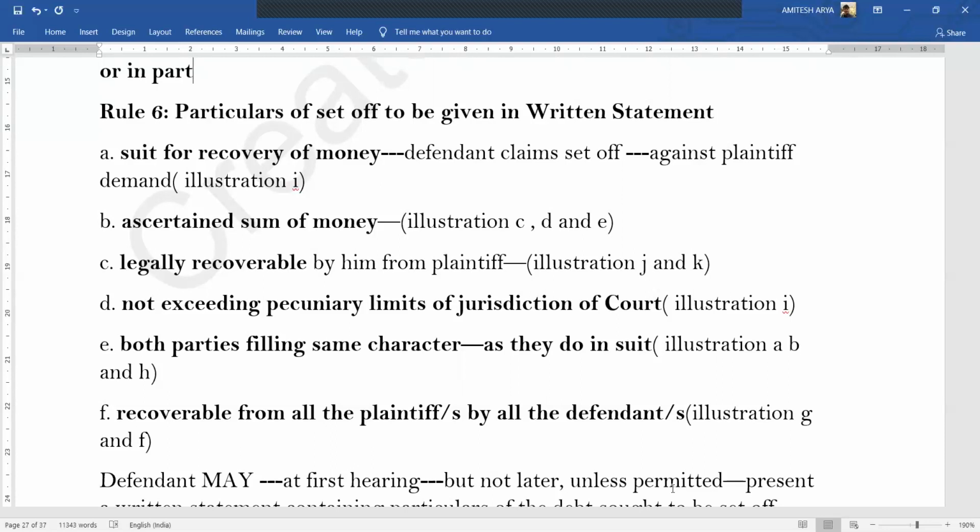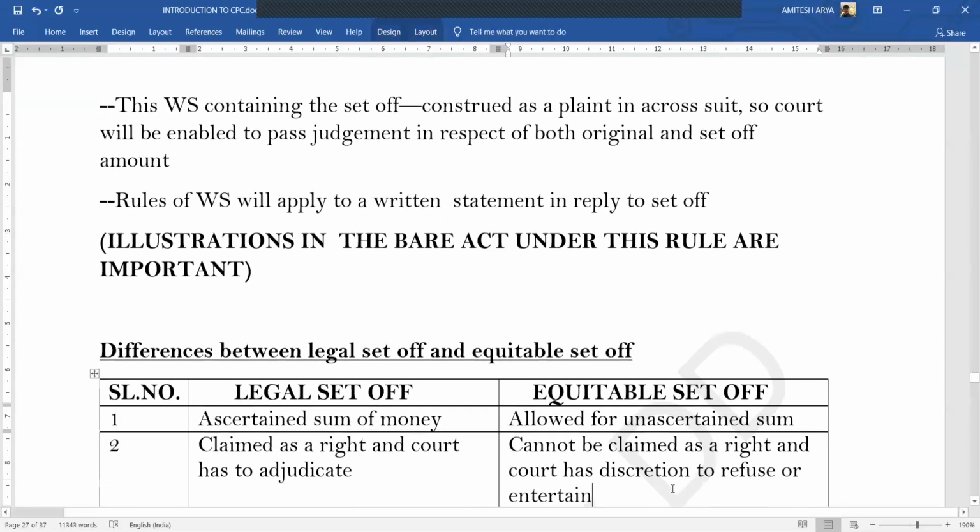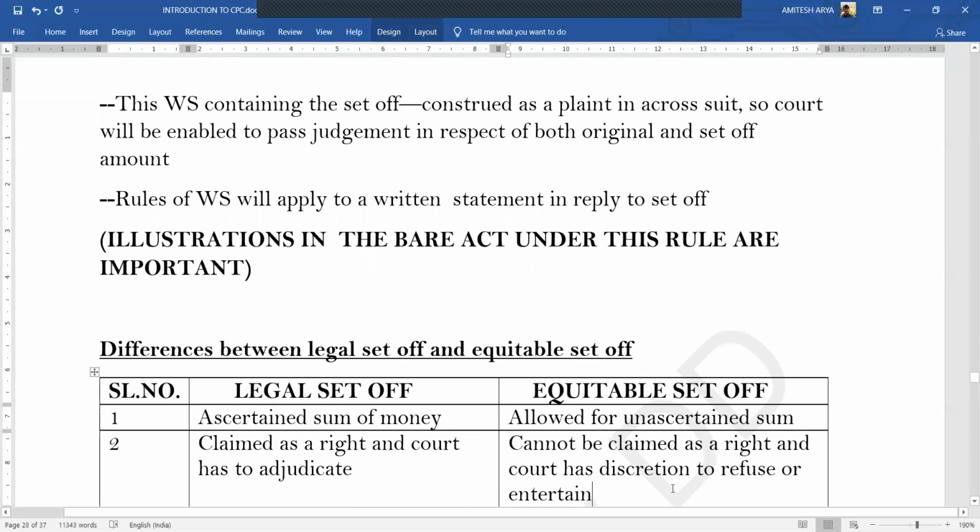What do we mean by both parties filling the same character as they do in the suit, and why it should be recoverable from all of the plaintiffs and by all of the defendants. Now we have understood what we really mean by set off. Plaintiff has given a demand. I am saying, okay, you have a demand, but I also have a demand against you. So we are trying to counterbalance both the demands.